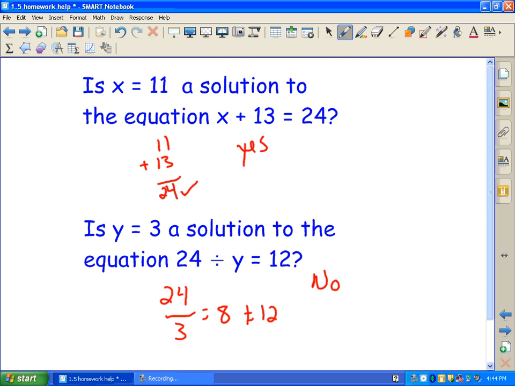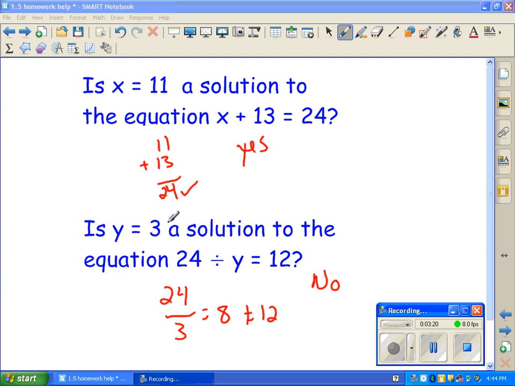And that's all you're doing tonight, is solving some equations using mental math and checking to see if different numbers are the correct solution to the problems they're giving you.